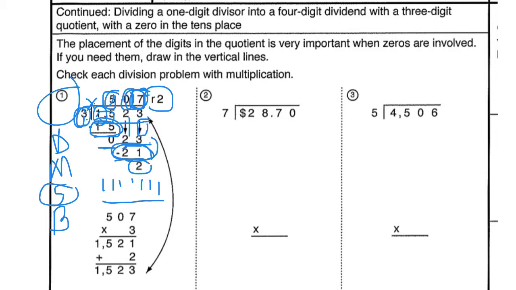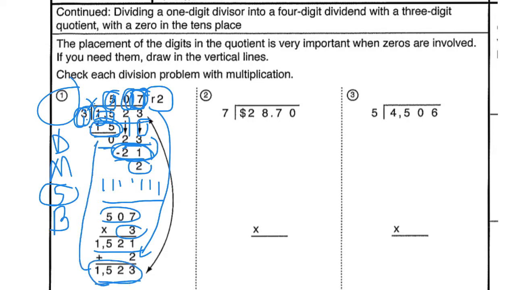Now to check it, I'm going to multiply 507 times 3. And when I do that, I get 1,521. And then I add the remainder on right here and get 1,523. The whole idea here is that when I do all this, it should match up with the original number that I started with, 1,523, and it does. So I can feel pretty good about my answer of 507, remainder 2.